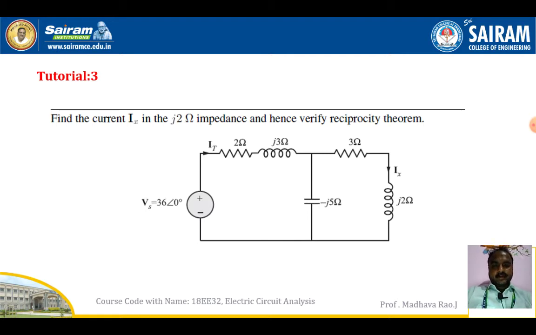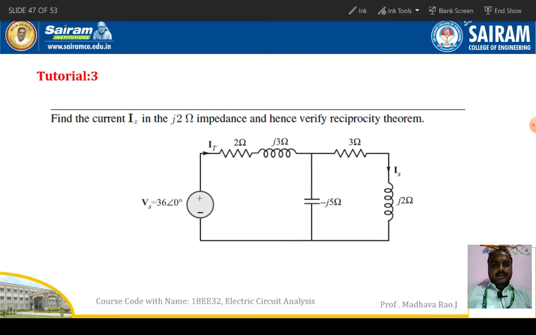So where is the j2 ohm resistor? Here. So this is an inductive impedance. So this problem belongs to the AC circuit.